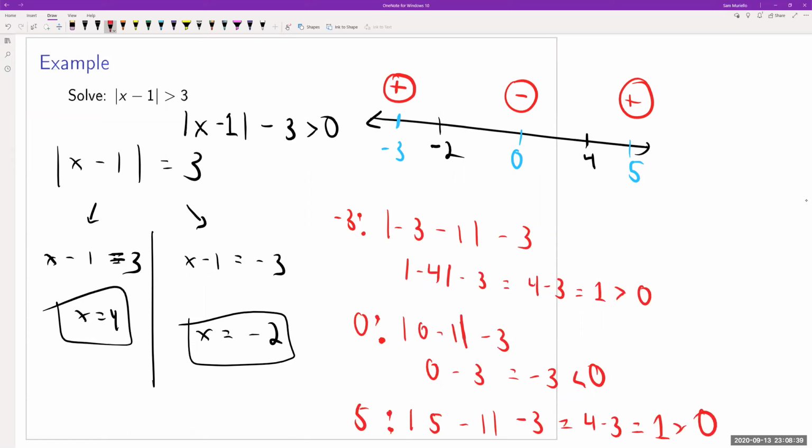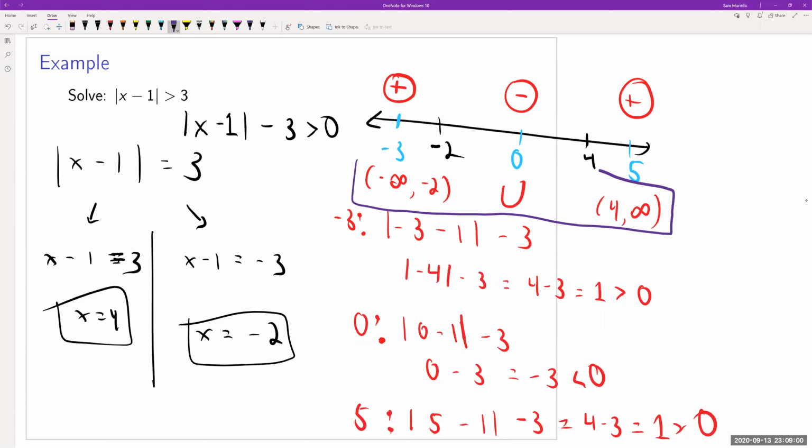This gave me a positive, negative, and then another positive region. That means that since I'm looking for the thing to be greater than 0, I'm looking for the positive pieces as my answers. So this interval from -infinity to -2, and this interval from 4 to infinity are in my answer. I'll simply need to union them together. Thus, my final answer is that x is in the interval from -infinity to -2, unioned with 4 to infinity.